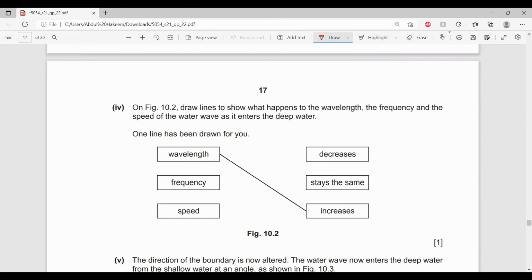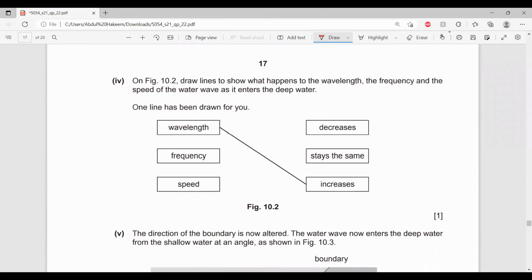Next, in 4, draw the line to show what happens to the wavelength and frequency when it enters the deep water. The frequency remains the same. Wavelength increases.